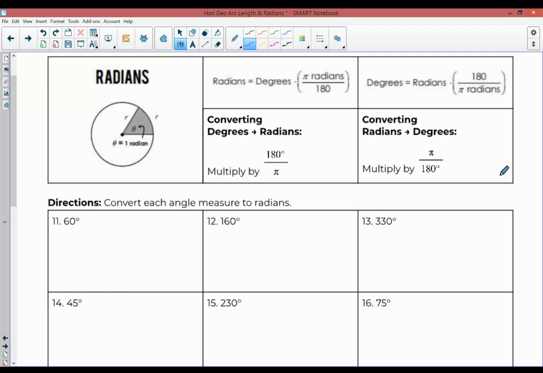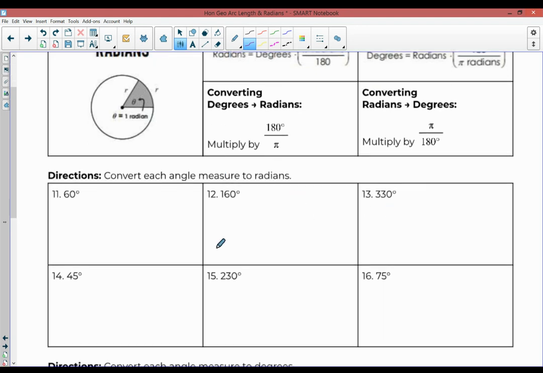So let's practice a few. So I'm going to convert each angle measure to radians. Radians will be helpful when you take physics and calculus. People don't really worry about degrees anymore. So that's why we're introducing it to you now.